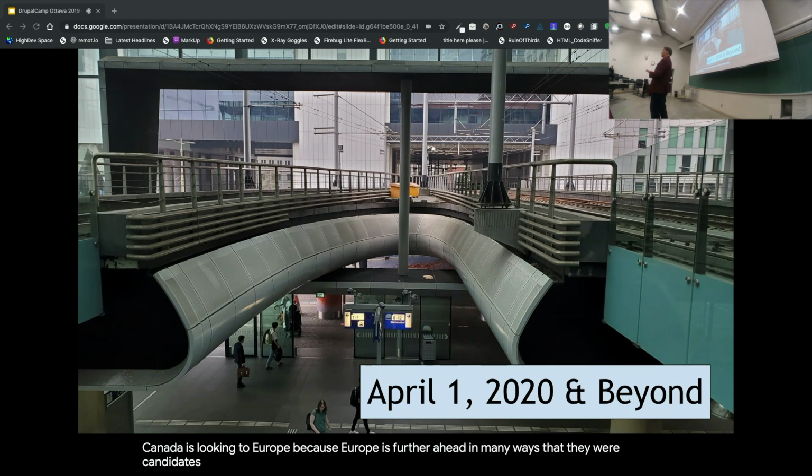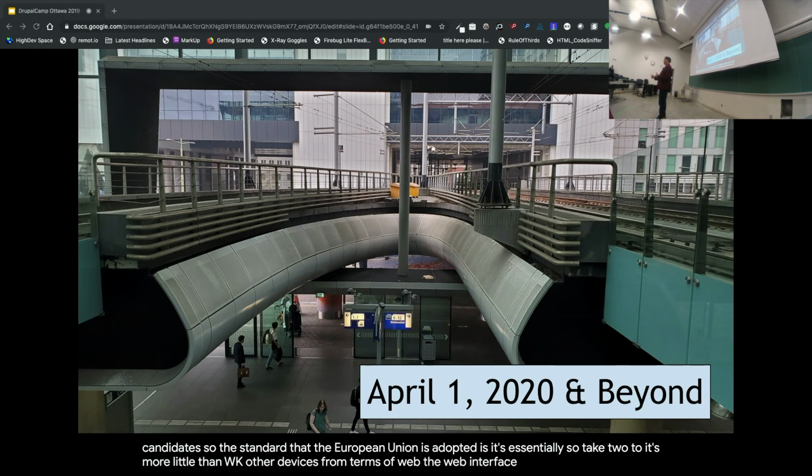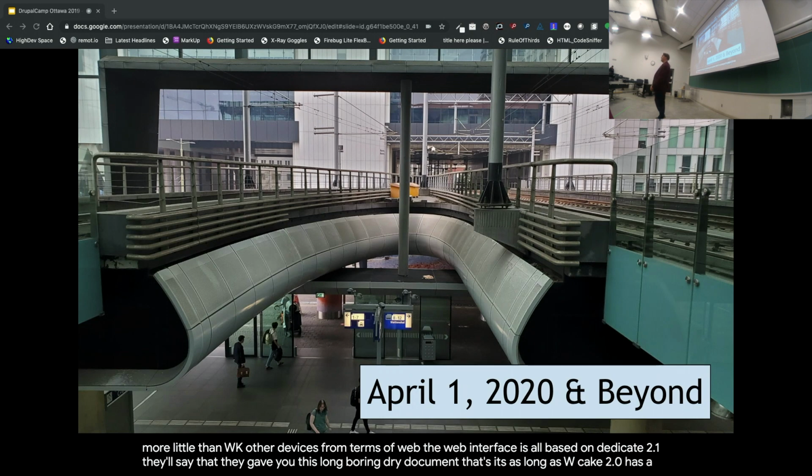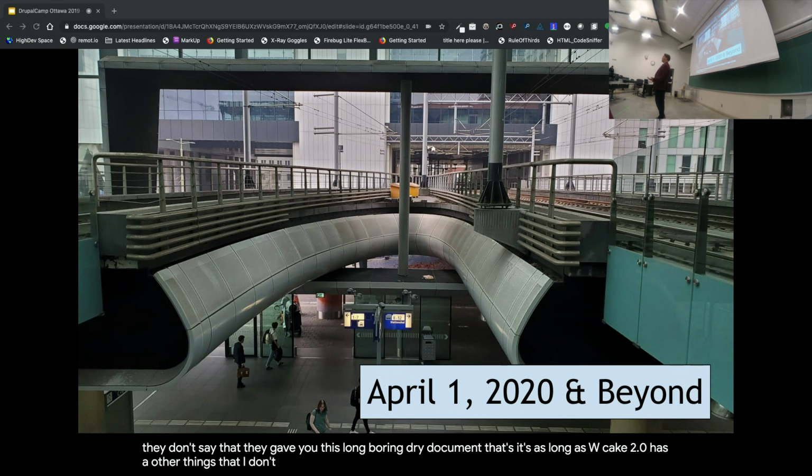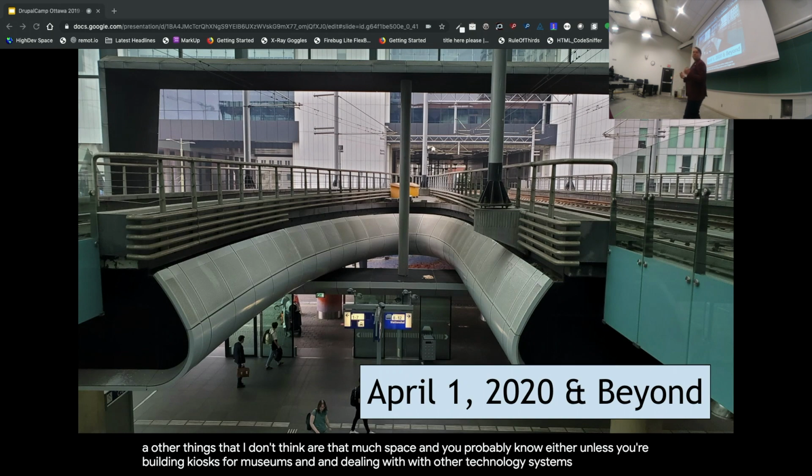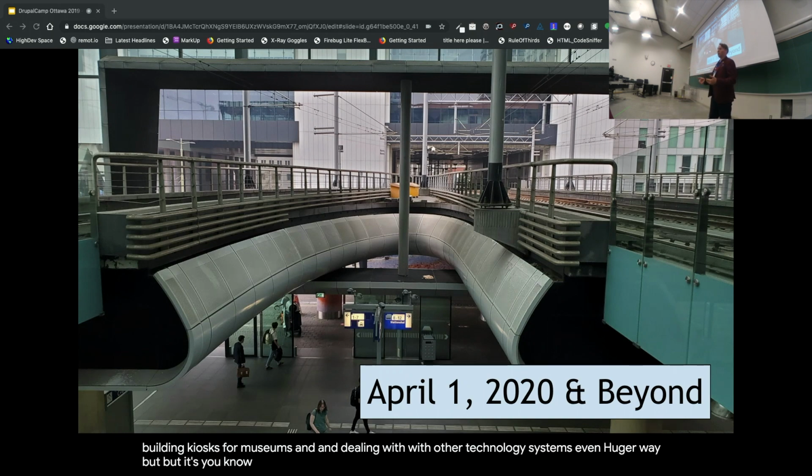The standard that the European Union has adopted is essentially more than WCAG because it deals with other devices. But in terms of web and the web interfaces, it's all based on WCAG 2.1. They don't say that. They give you this long, boring, dry document. It's as long as WCAG 2.0, but it has a whole other chunk of other things for kiosks and other things that I don't really care that much about because it's not my space. And you probably don't care about it either unless you're building kiosks for museums and dealing with other technology systems. But for the web, it's WCAG 2.1 AA, and that's going to be the new standard that the government is building towards.